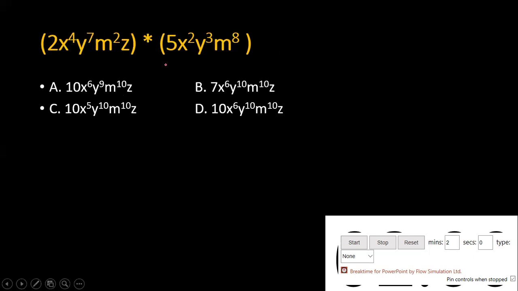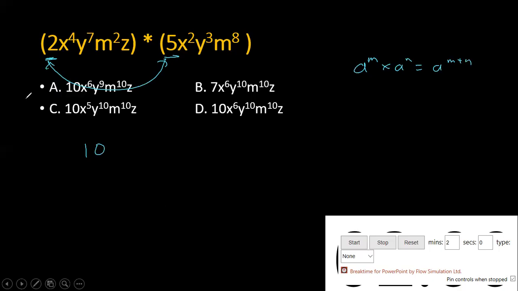So here we are going to apply this law very frequently. A to the power m times a to the power n is equal to a to the power m plus n in this case. So here let's multiply the numericals. First, we are going to multiply a monomial with another monomial. So 2 times 5, which is nothing but 10.